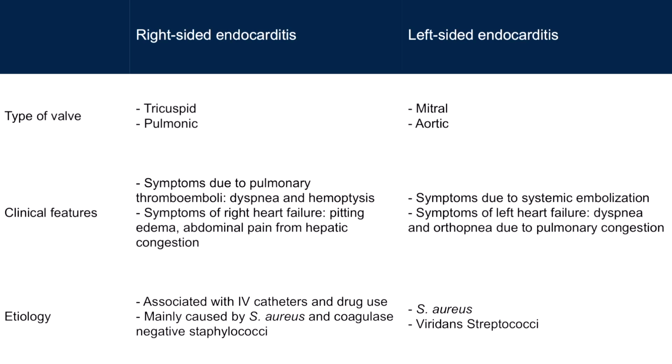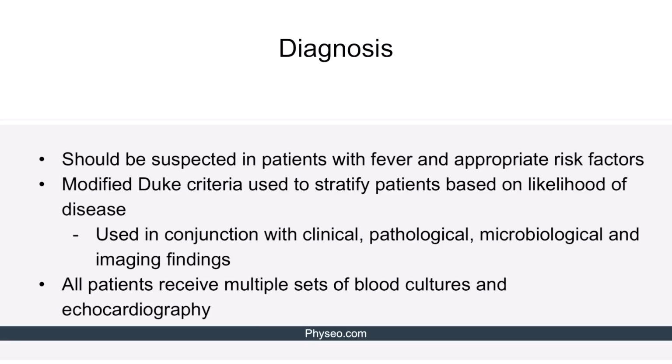Right-sided endocarditis is usually due to intravenous instrumentation or drug use that introduces bacteria, which eventually colonizes the right-sided valves. The main pathogens involved are usually Staphylococcus aureus and coagulase-negative staphylococci. Left-sided endocarditis commonly involves Staphylococcus aureus or viridans streptococci. The variability in clinical presentation and the importance of early diagnosis requires a high suspicion of the disease.